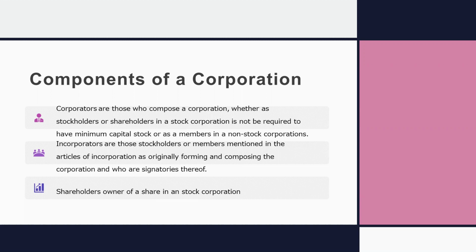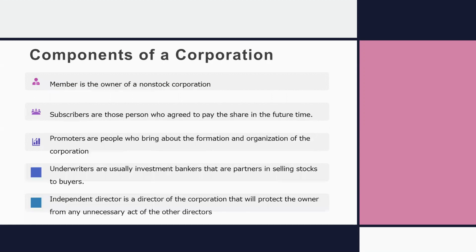Next is incorporators. Incorporators are those stockholders or members mentioned in the articles of incorporation as originally forming and composing the corporation and who are signatories thereof. So, those are the original ones who organized to establish the corporation. Then we have shareholders. Again, as we have mentioned, these are the owners of a stock corporation. Then we have members or member. This is the owner of a non-stock corporation. Subscribers, these are those persons who agreed to pay the share at a future time. Promoters, these are those people who bring about the formation and organization of the corporation.